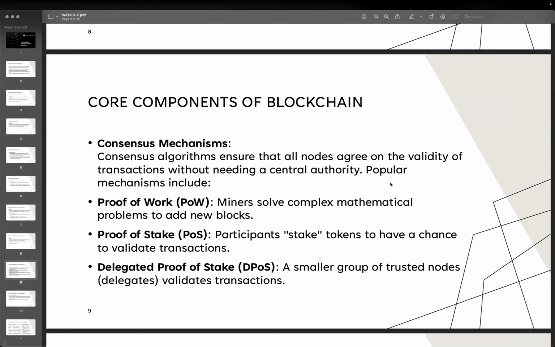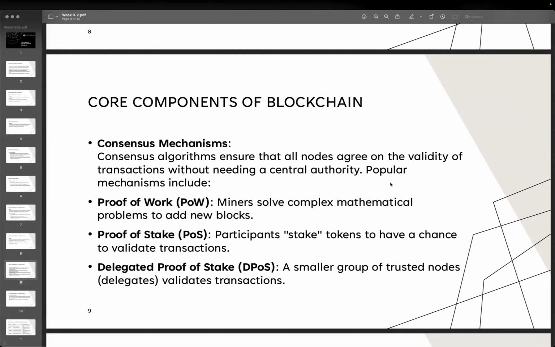And we do have some popular mechanisms. One is called proof of work, and it's the miner. Those miners will solve complex mathematical problems to add a new block, okay. This one is pretty common because they use the blockchain for Bitcoin and other different types of coins. So they will join in this way. They will solve the complex mathematical problems.